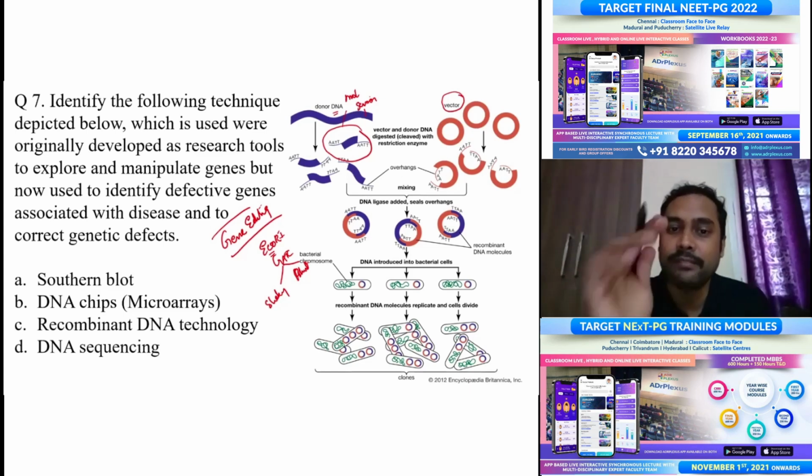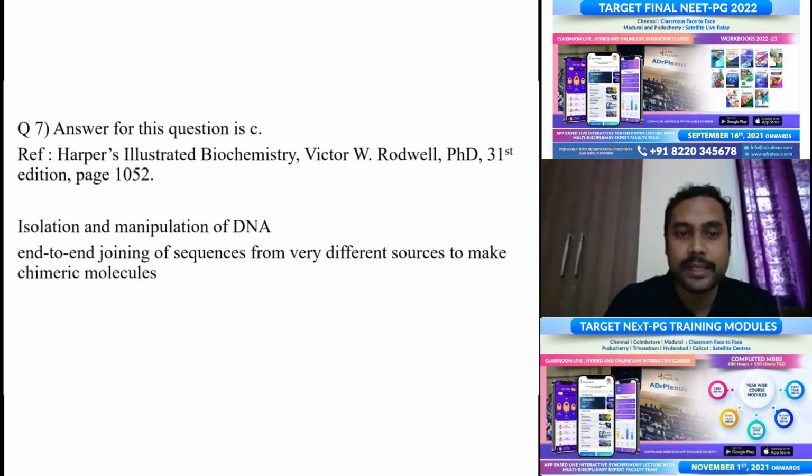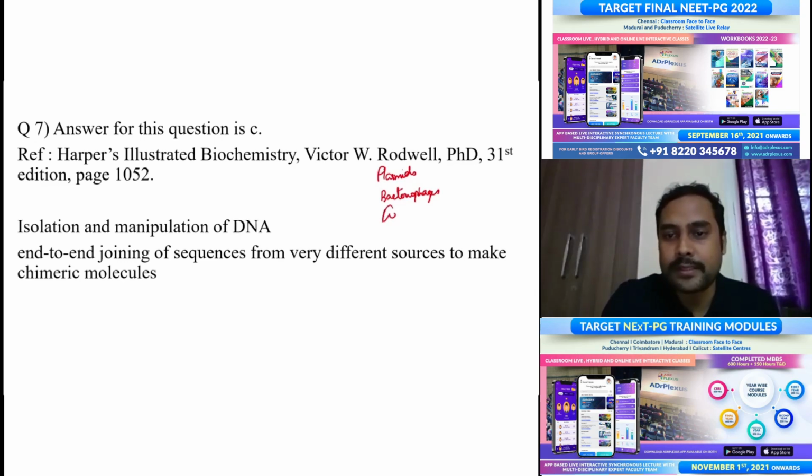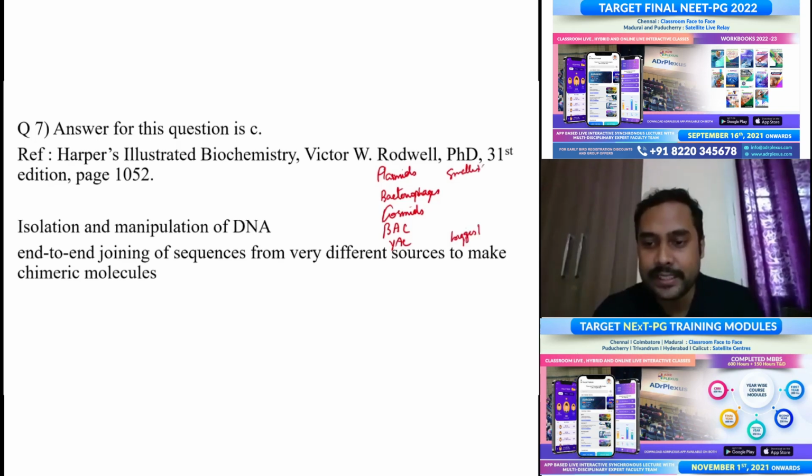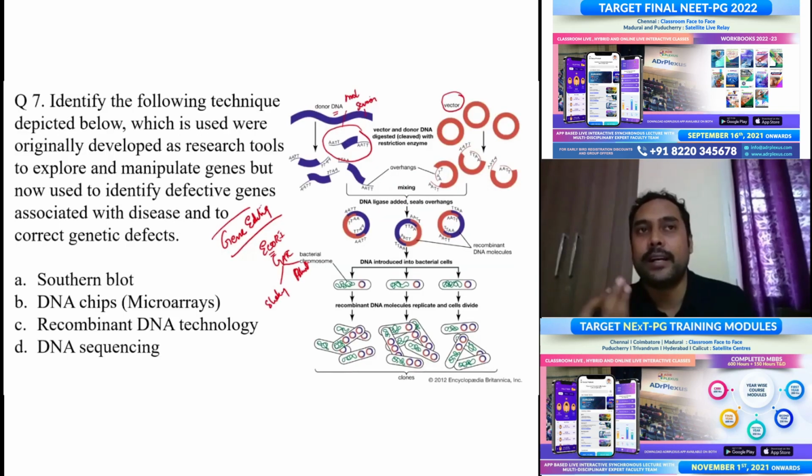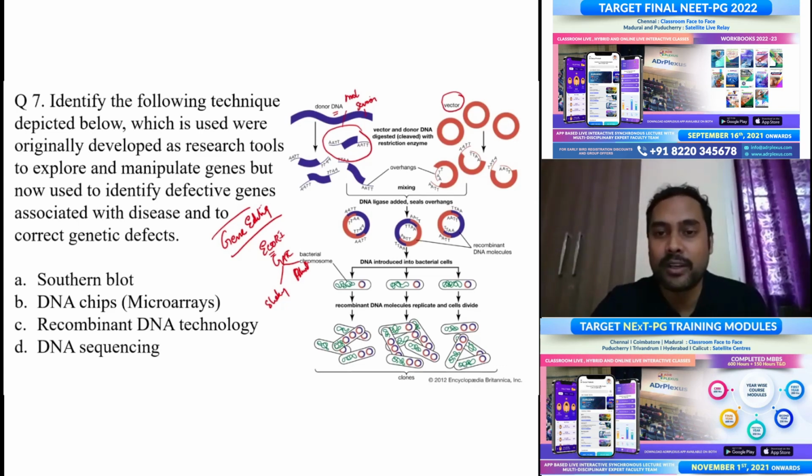This vector comes in 5 different sizes. What are those? Plasmids, the smallest vector, bacteriophages, then cosmids, then bacterial artificial chromosome, yeast artificial chromosome. This is the smallest, this is the biggest. Based upon the size of your insert, what size you want to transport, that particular vector will be chosen. So here, let us assume we are taking a small piece of DNA.